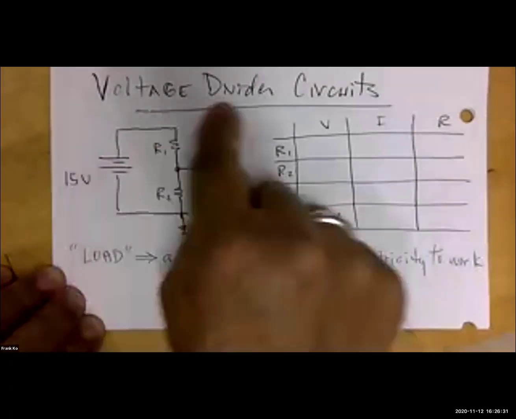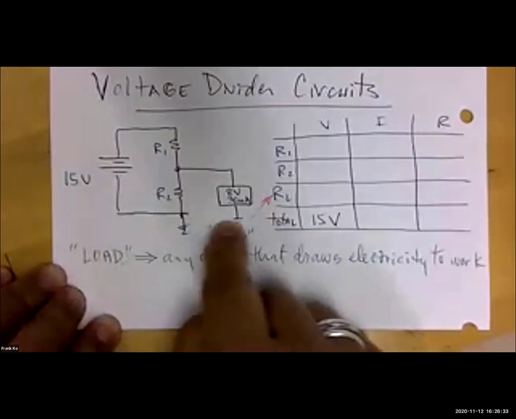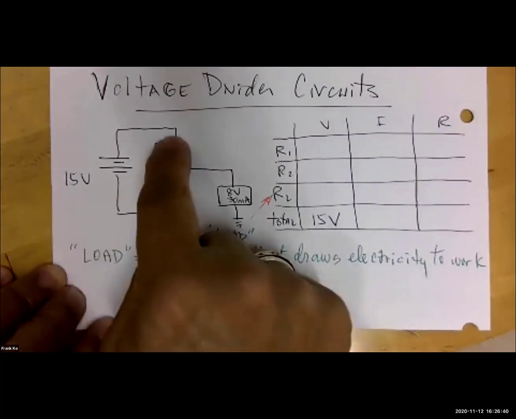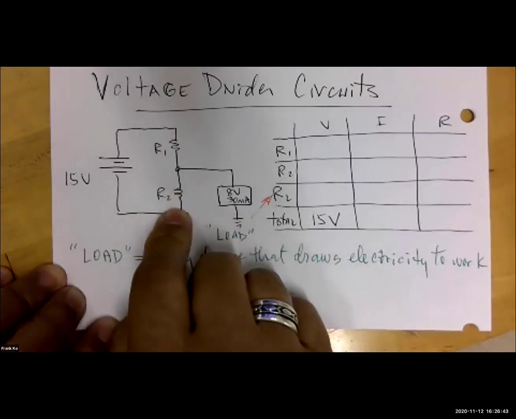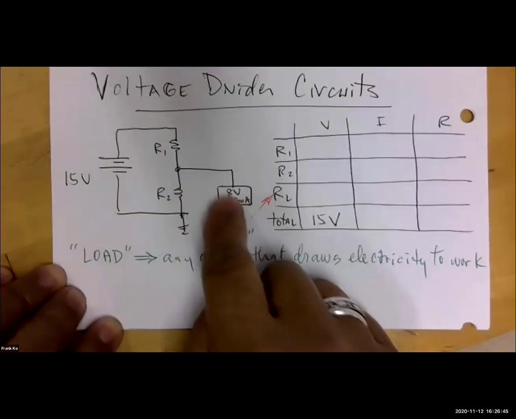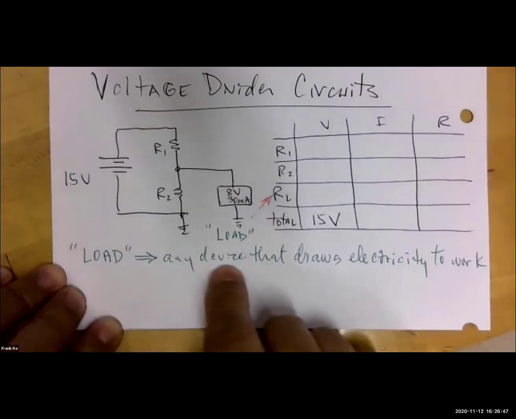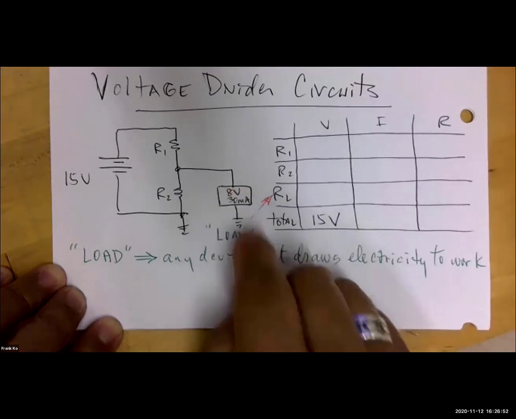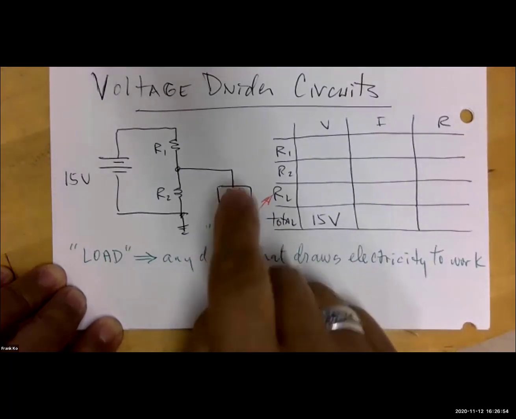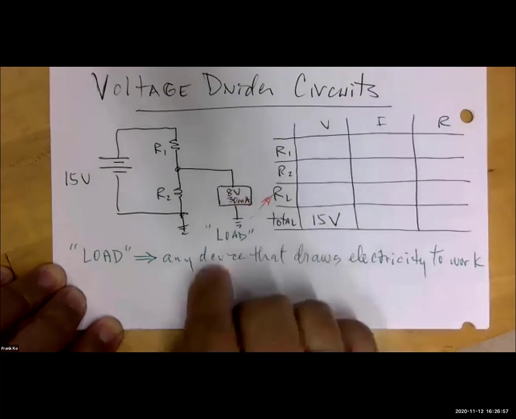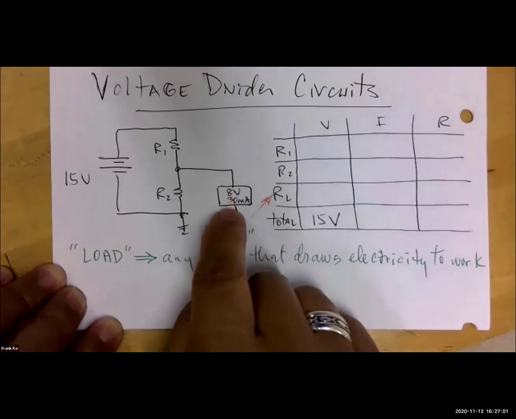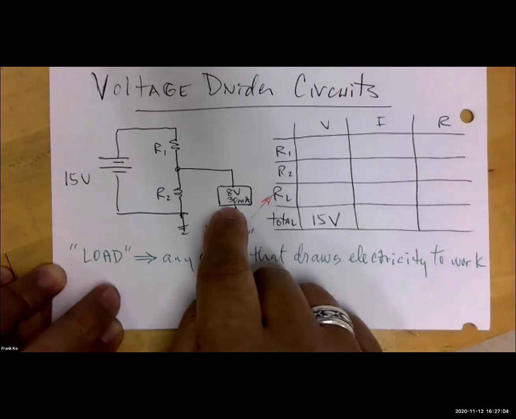All right, so we're discussing voltage divider circuits, and here's an example that's not dissimilar to something that you have set up in one of our homework exercises. 15-volt source, R1, R2 form the divider network to which a load is attached. What is a load? A load is any device that draws electricity to work. This could be a fan, a motor, a lamp, or a simple resistor. Whatever it is, we have a specification that it requires 8 volts and 30 milliamps in order for this to work.